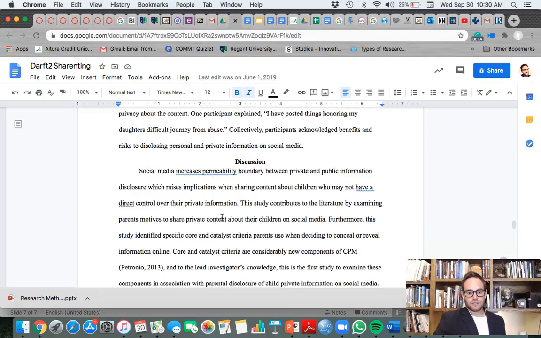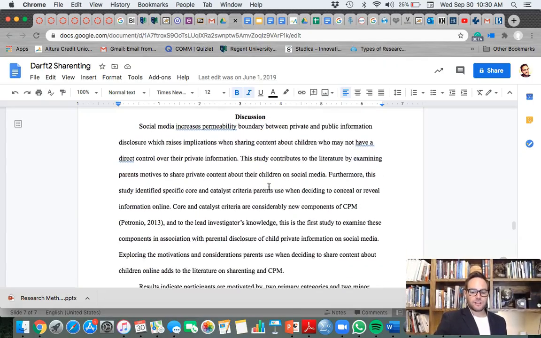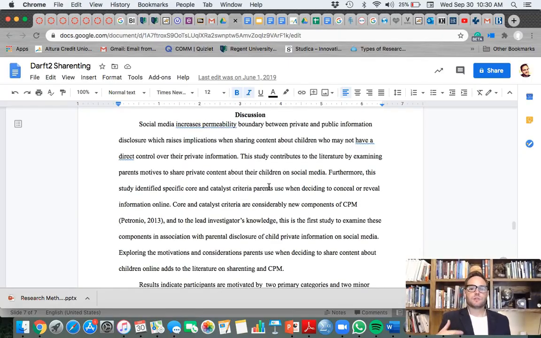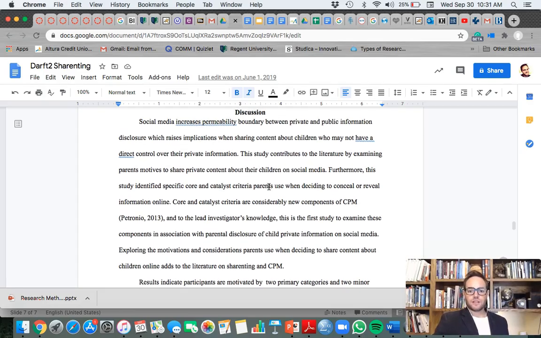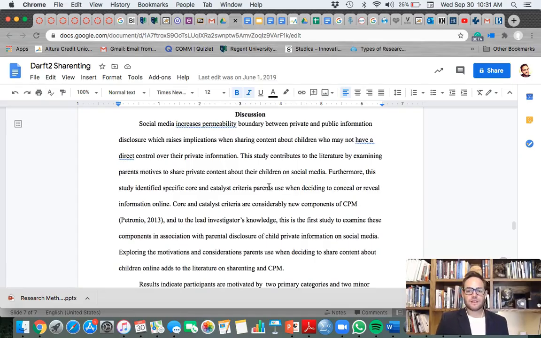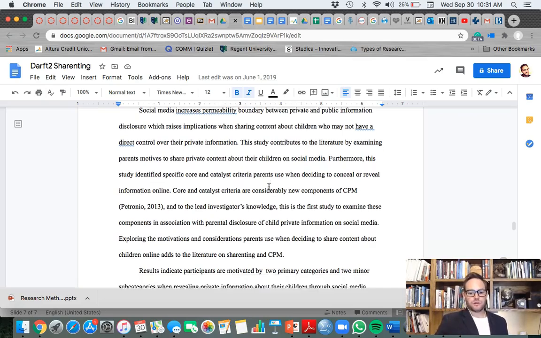So after the results, I created this discussion, and this is where you essentially interpret the results for the everyday reader. Essentially, you're looking at, okay, what do the results tell us? How do we as scholars make sense of this, and why is this important?